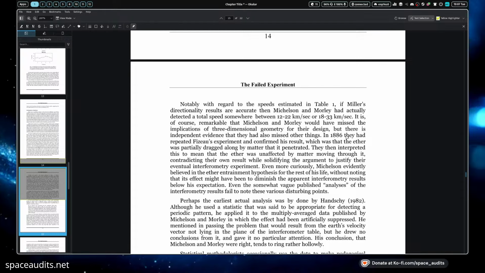In 1886, they had repeated Fizeau's experiment and confirmed his results, which was that the ether was partially dragged along by the matter that it had penetrated. They had interpreted that to mean that the ether was unaffected by matter moving through it, contradicting their own result while solidifying the argument to justify their eventual interferometer experiment.